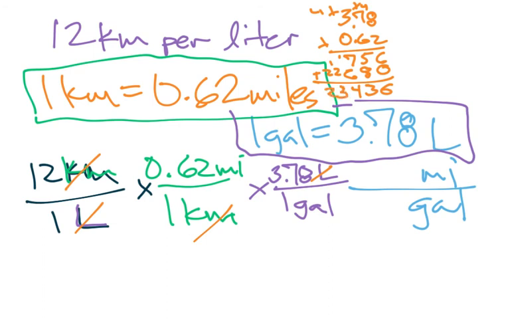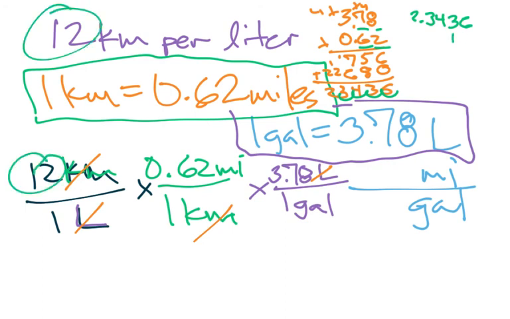Now wipe your brow, but you ain't done. 1, 2, 3, 4, 1, 2, 3, 4. I have to take that 2.3436, and I'm going to multiply it by what? Remember this 12 right here. So I'll set that up, and then I do my work. 6 times 2 is 12, carry the 1. 3 times 2 is 6, plus the 1 is 7. 4 times 2 is 8. 3 times 2 is 6. 2 times 2 is 4.